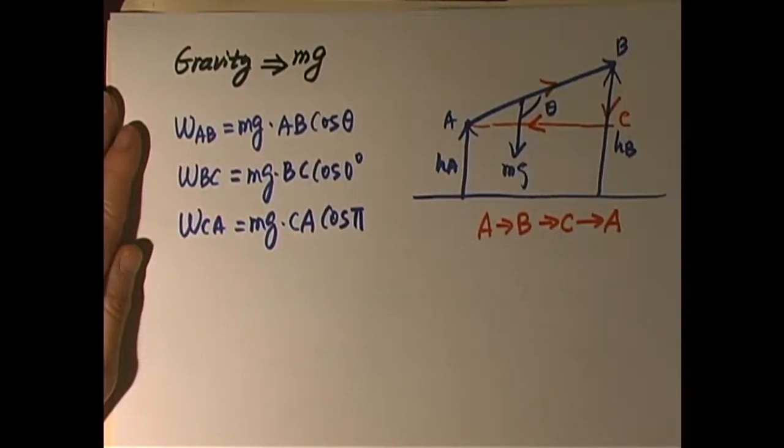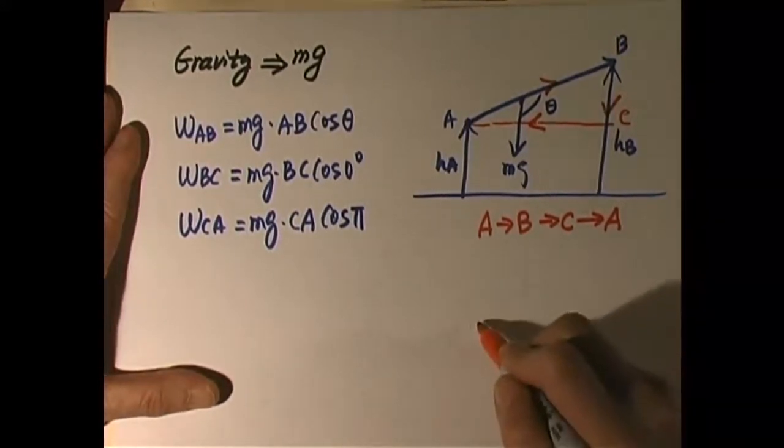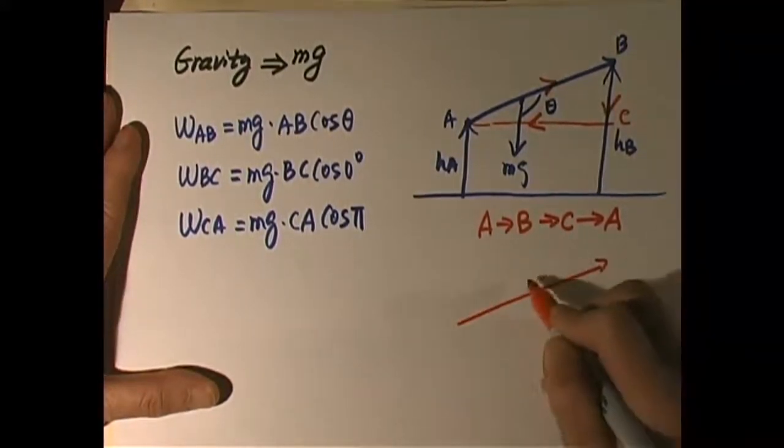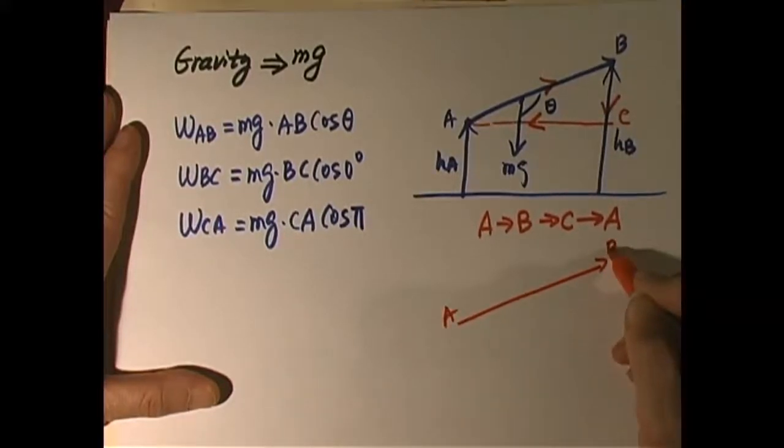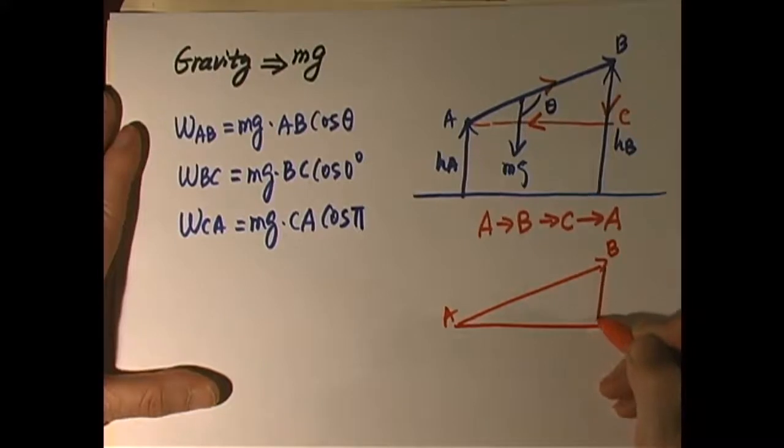WBC is simple. Cosine 0 is 1. But what is the first one? Now let's take a look. As a matter of fact, we have this AB. This is A, that's B, and gravity is this way. If we extend this line.